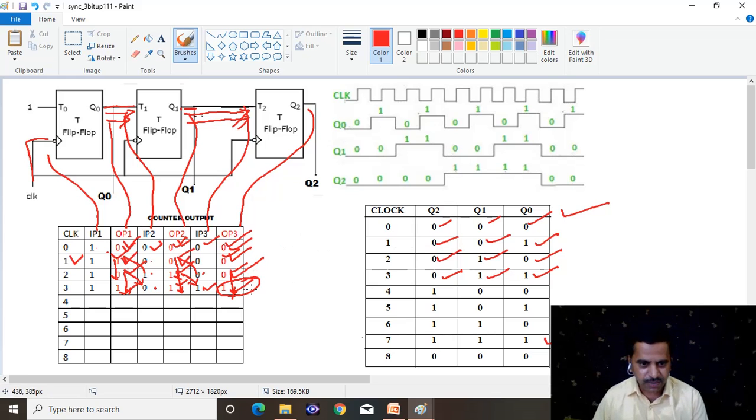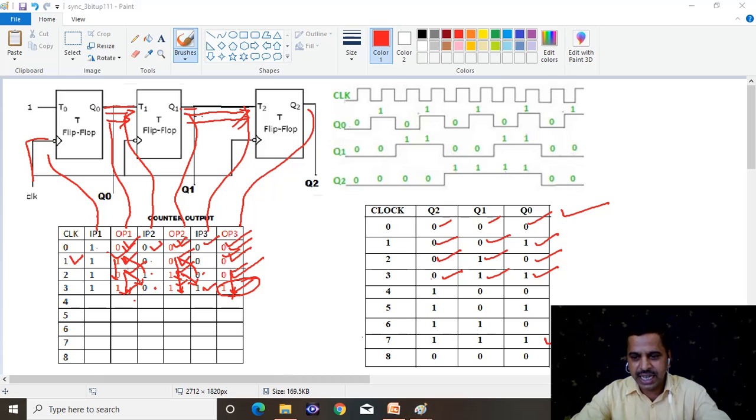So what must we get? 1 1 1. What we must get? 1 1 0. So this flip-flop is not working here. That is the problem with this synchronous counter. So we have to modify this circuit to make it a 3-bit synchronous up counter that works neatly.